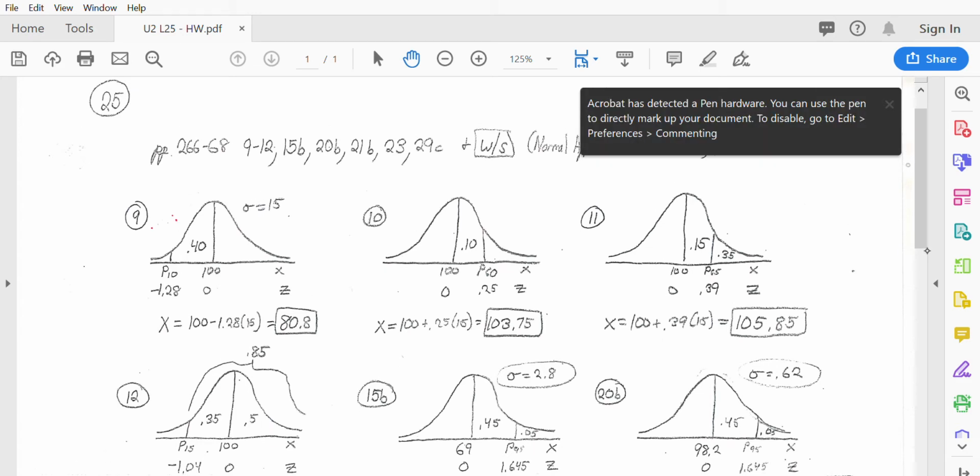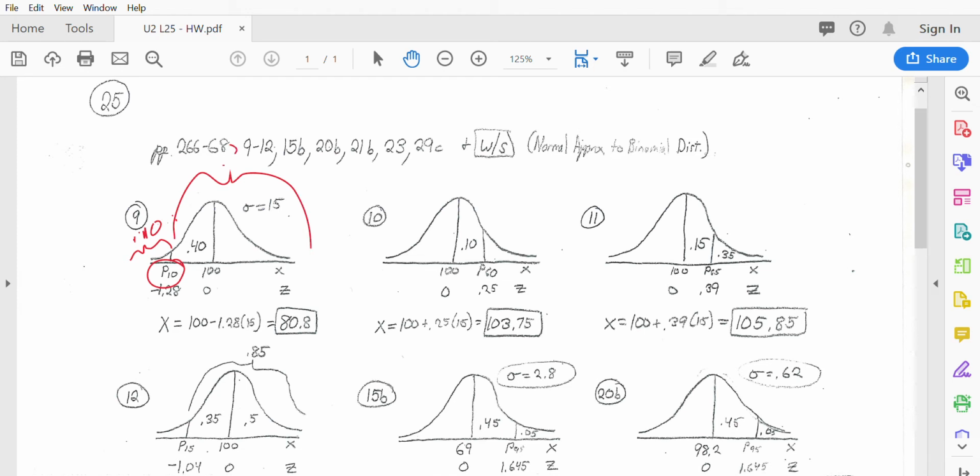Now, how did I get P10? P10 is the 10th percentile. Remember, P stands for percentile. So the 10th percentile separates the bottom 10% from the top 90%. If I break down 90% into, I already know this is 50% right here, 0.50. 50 and 40 add up to 90, but this right here is the most important area that I need to look for. It's actually 0.4000.